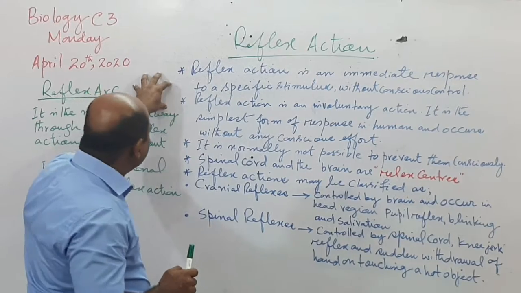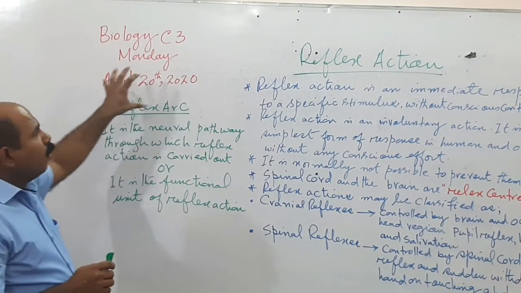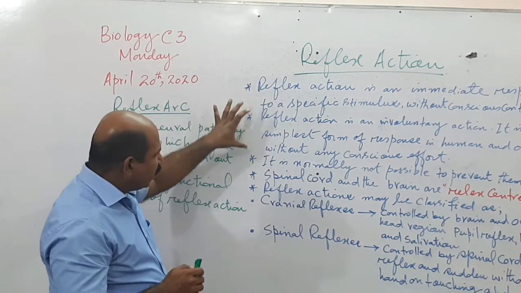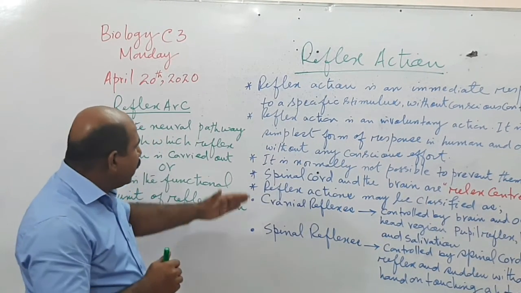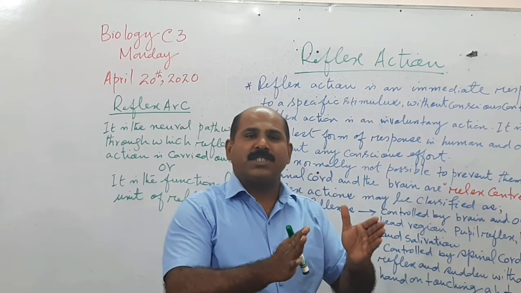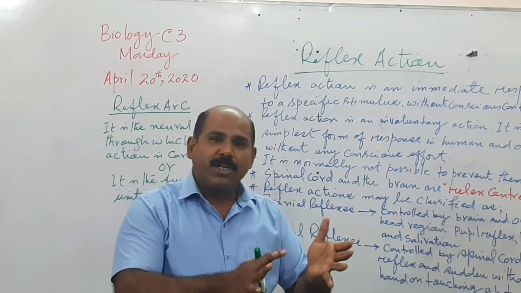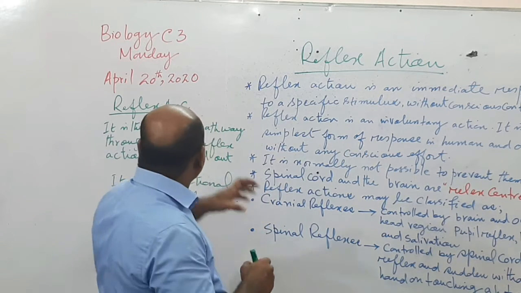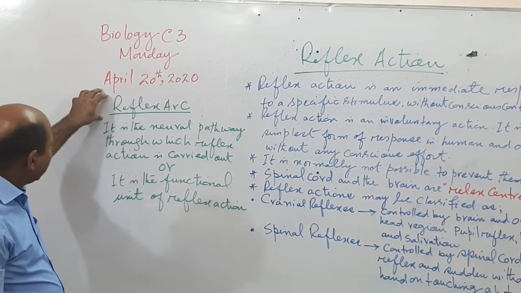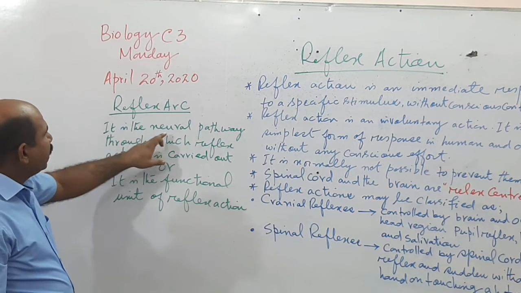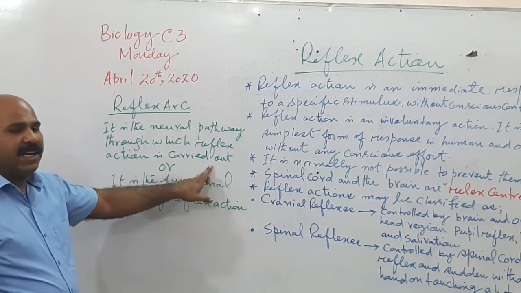And there is another very important term, that is known as reflex arc. Whatever the kind of reflex action, only 3 neurons will be involved: a sensory neuron, a motor neuron, and a relay neuron. So another very important term is the reflex arc. It is the neural pathway through which a reflex action is carried out.